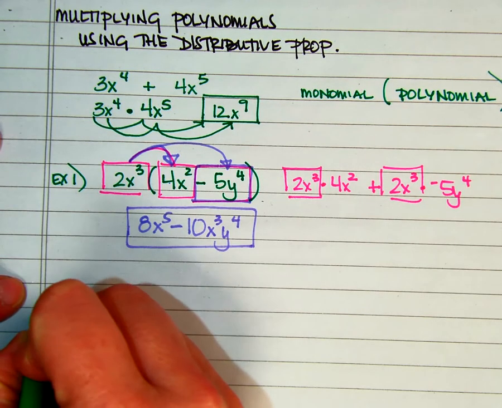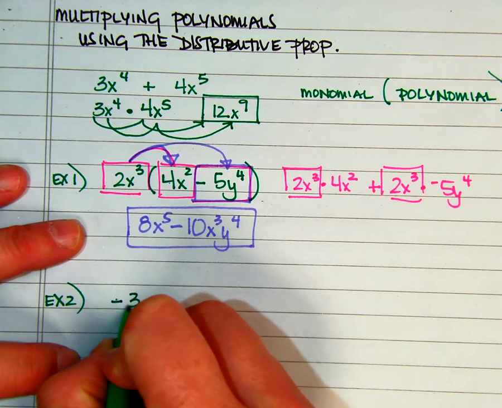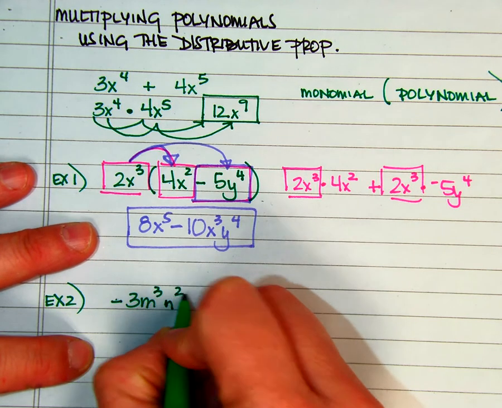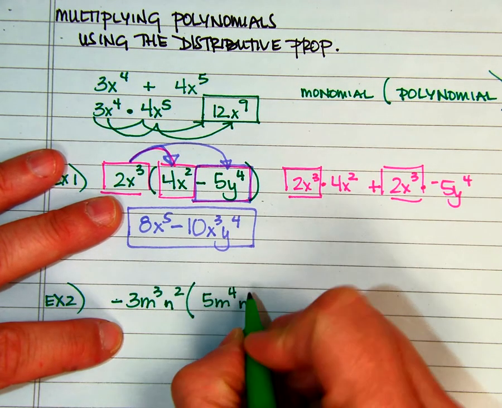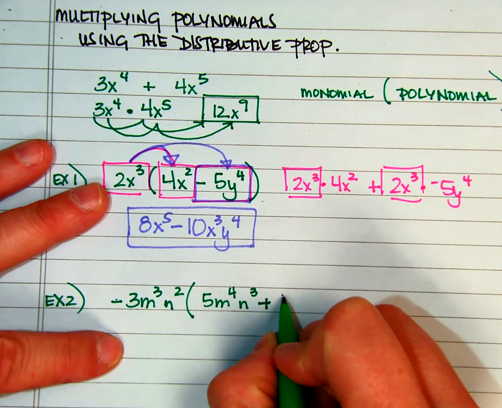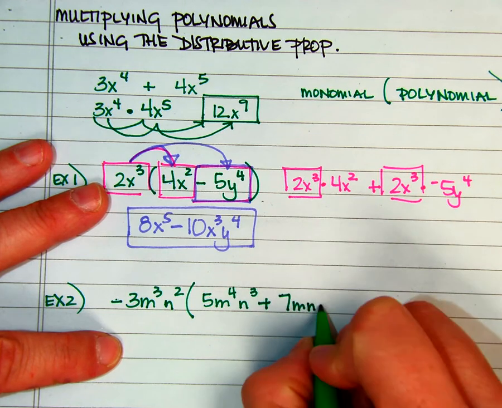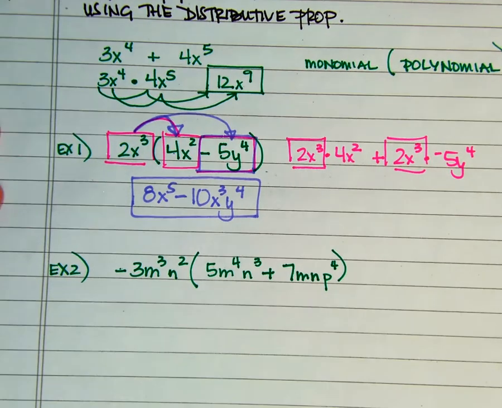Example 2, let's make this one a little bit more difficult with more variables in there. So I have negative 3 m to the 3rd n to the 2nd, times 5m to the 4th n to the 3rd, plus 7m n p to the 4th. Let's see how this goes.